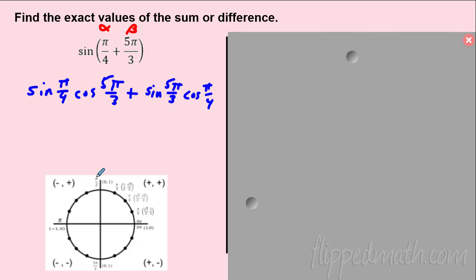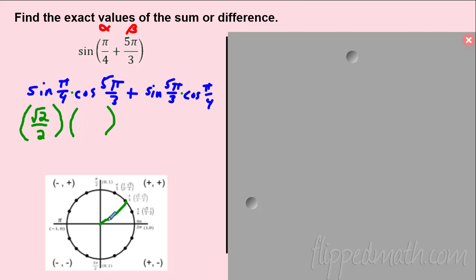So what is the sine of pi over 4? Remember, we're looking at pi over 4. The sine value of that is going to be radical 2 over 2. And this is all times in here. I didn't write the times, but we're multiplying these together. Sometimes I like to use parentheses just to make sure my signs are cool, the positives and negatives. We're going to multiply that by the cosine of 5 pi over 3.